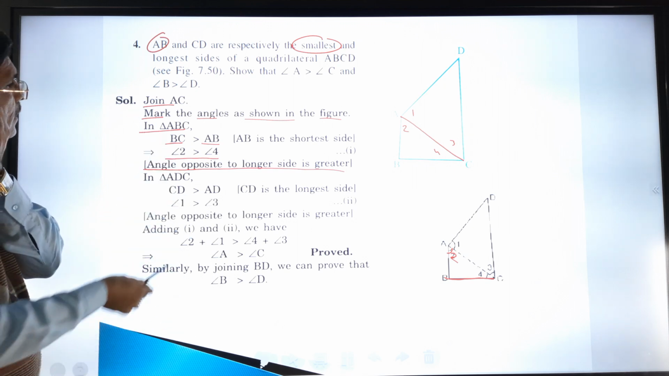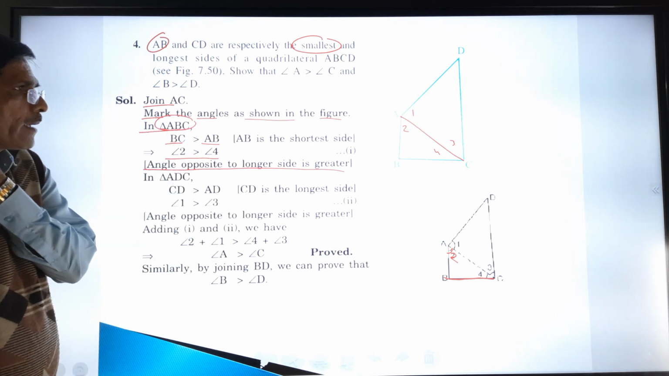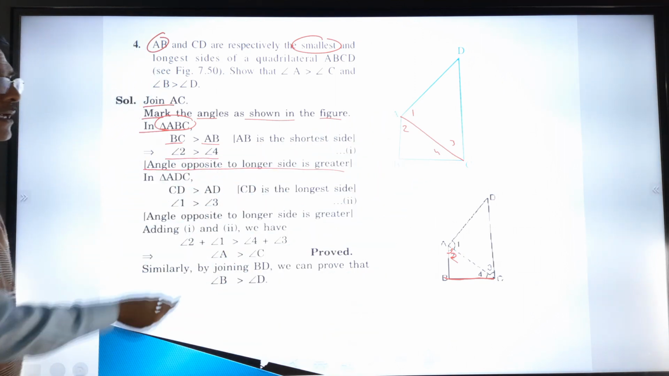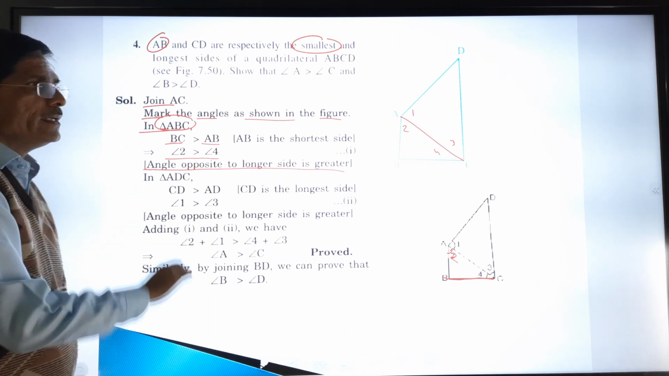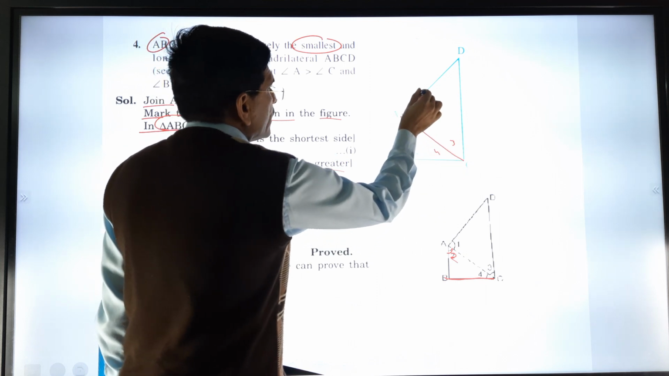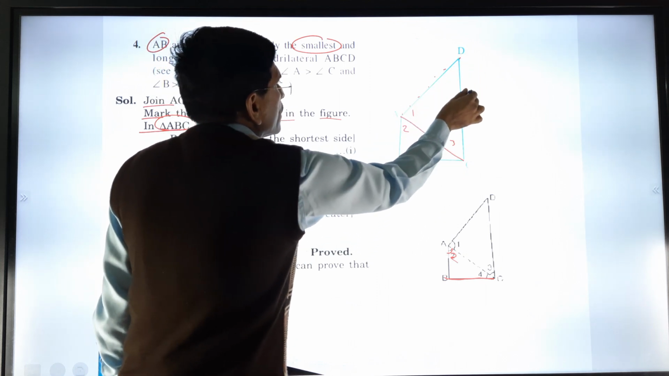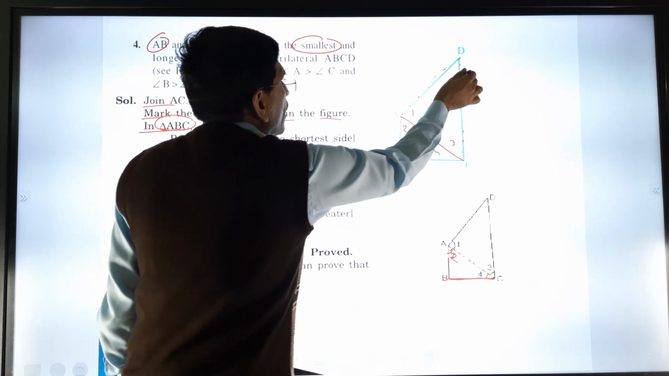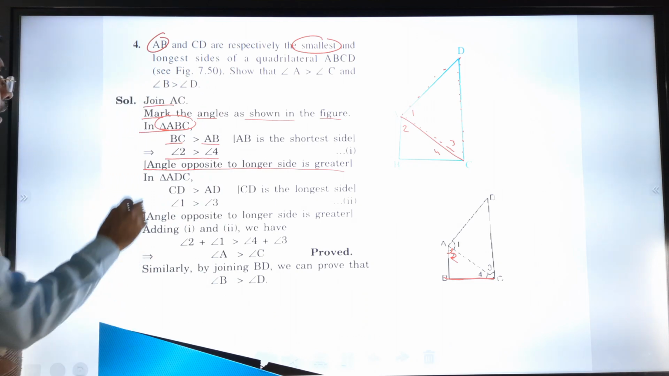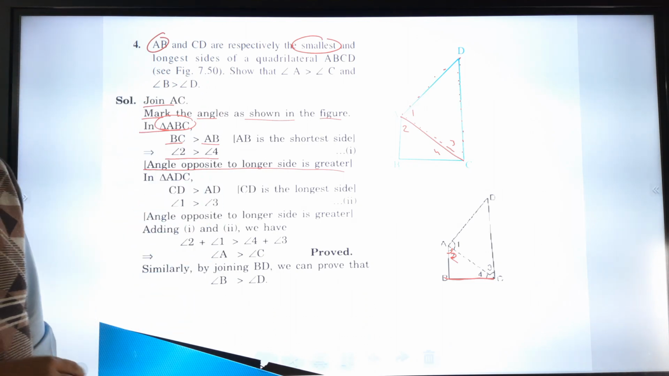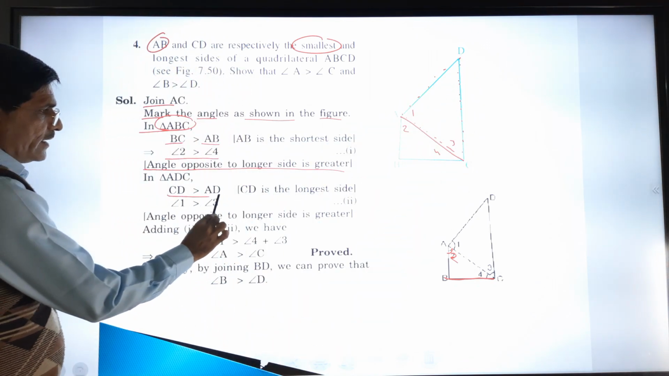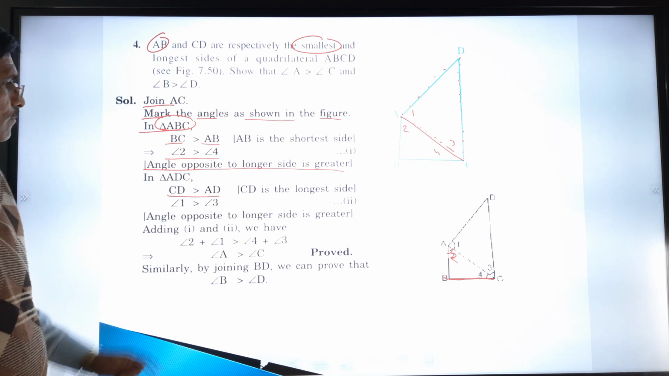Now see the next triangle. Here we first took the triangle ABC. Now which triangle do we have to take? That is triangle ADC. So here it is a triangle. Again in the triangle you will see that CD is the longest side. So we can say CD is greater than AD.